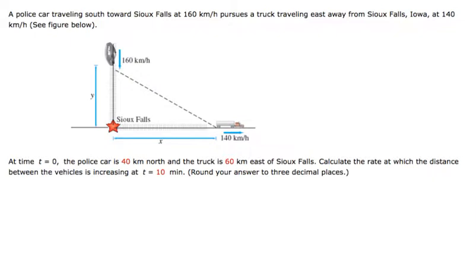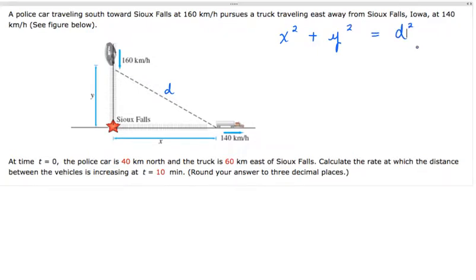All right, so in this problem, we actually have some variables. We have that distance is described by x, and this vertical distance here is described by y, so that's nice and simple. And we are interested in the rate at which the distance between the vehicles is increasing. That's this distance right here. I'm going to call it d for distance. Now we need an equation that relates x, y, and d. But luckily the Pythagorean theorem comes in handy here. So x squared plus y squared is equal to the distance between the cars squared.